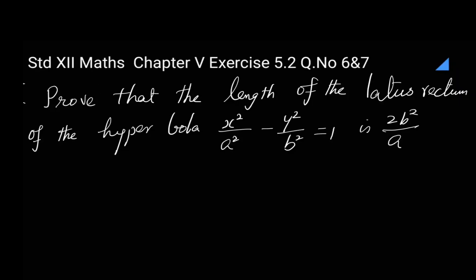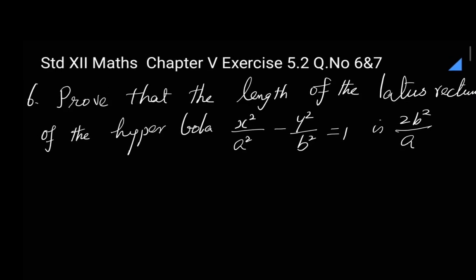See Standard 12th Maths Chapter 5 Exercise 5.2 Question number 6 and 7. Sixth sum. Prove that the length of the latus rectum of the hyperbola x square by a square minus y square by b square equal to 1 is 2b square by a.